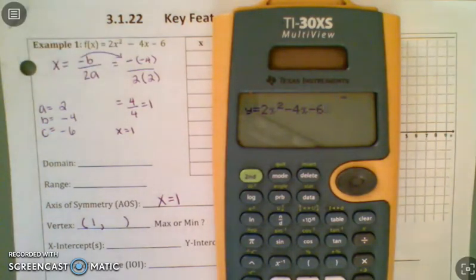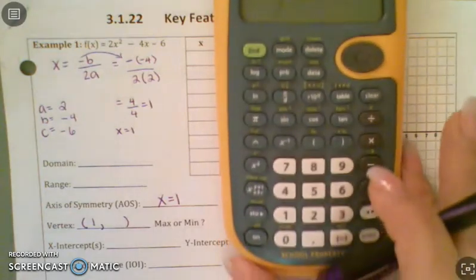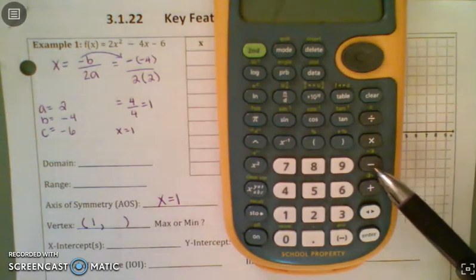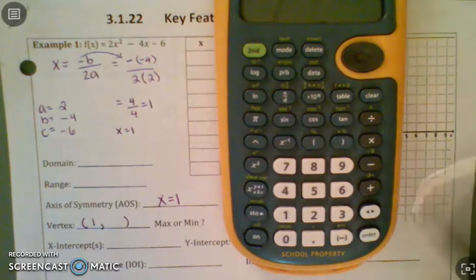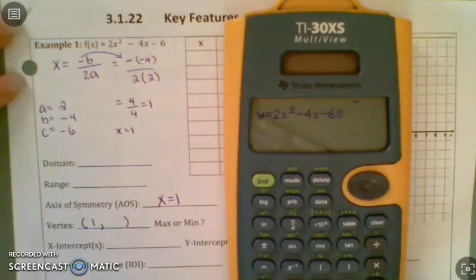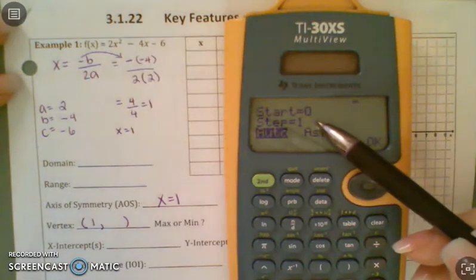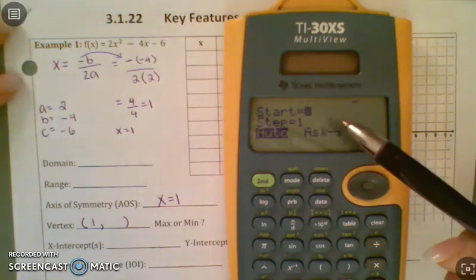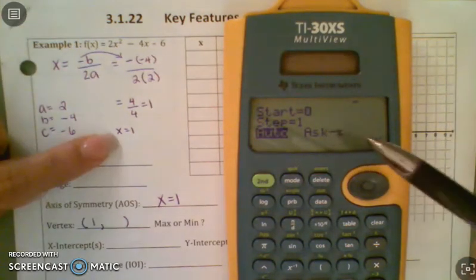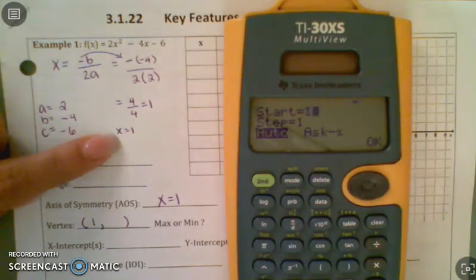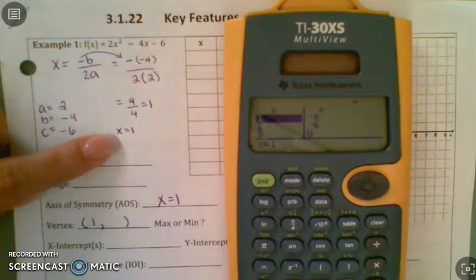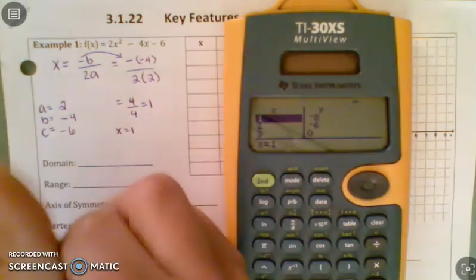And make sure when you're typing this in, you're using the minus sign here and not the negative. We need minuses in between. Then you press enter. And you can start on whatever you'd like. But I'm going to start on 1 since we found x was 1. And that's going to tell me my vertex right off the bat. So 1 is negative 8.